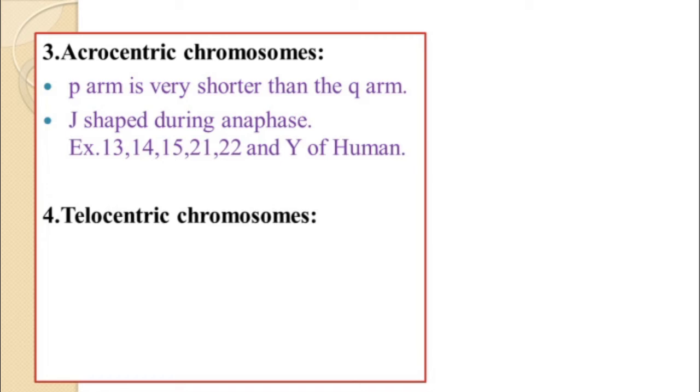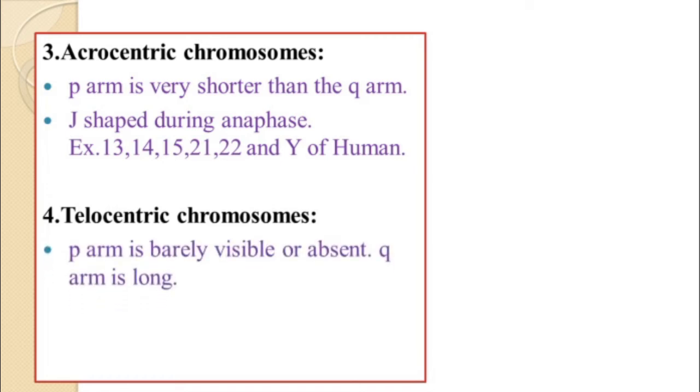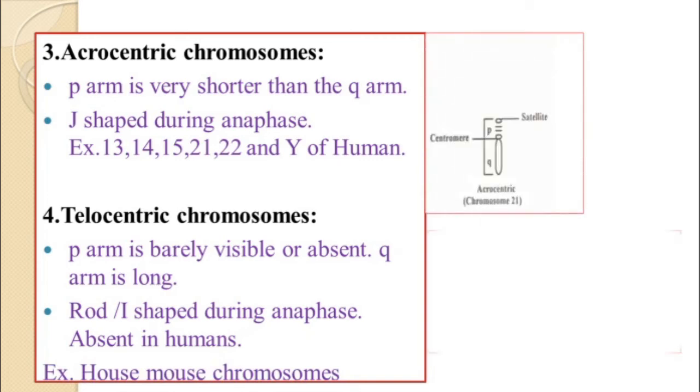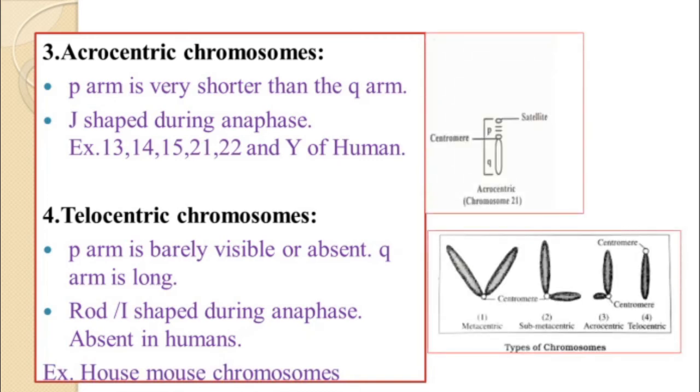Telocentric chromosomes, these are absent in human beings. The P arm is barely visible or absent. The Q arm is long and it looks like a rod or I-shaped during anaphase. The chromosomes of house mouse are an example for this. As you can see, the acrocentric chromosome picture here, chromosome number 21, and the types of chromosomes, metacentric, submetacentric, acrocentric, telocentric chromosome pictures here, and you can look at the centromere position. All these look like V, L, J and I alphabets.